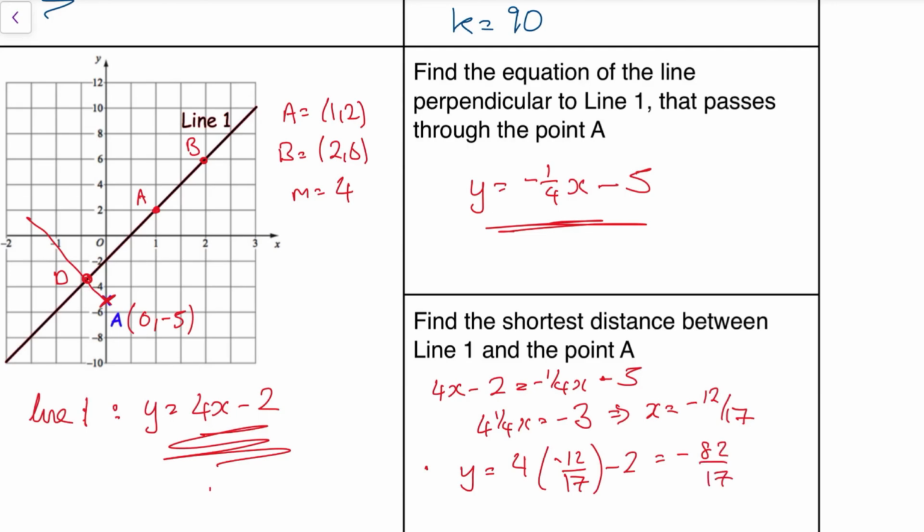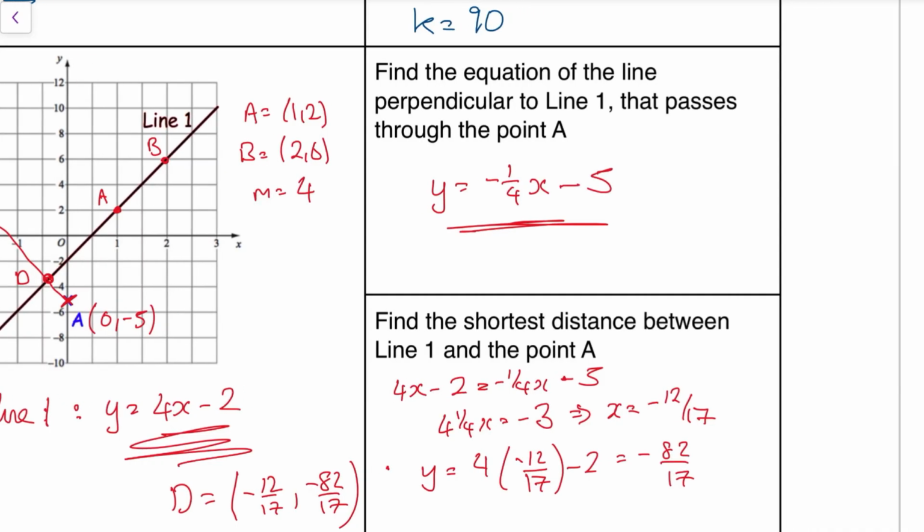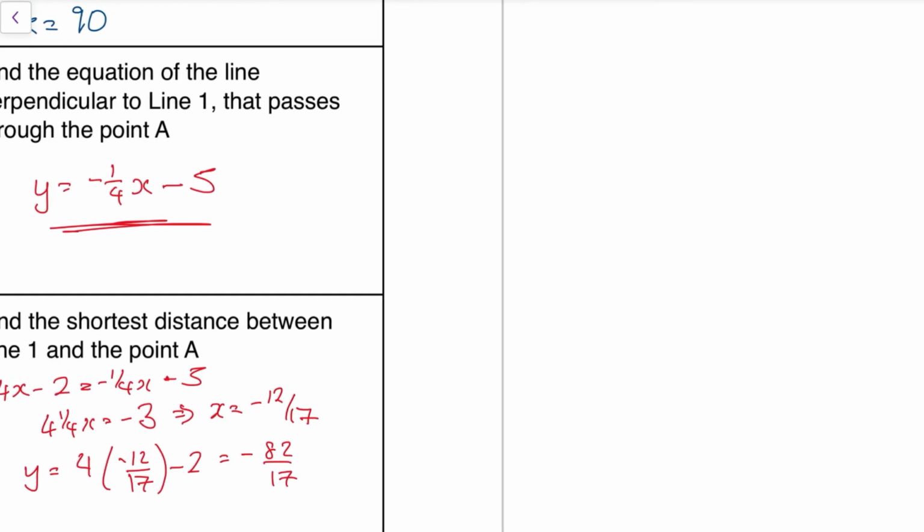Which means that D, I'm going to write it here so it's nice and clear, is minus 12 over 17 and minus 82 over 17. God, it's still not finished. Then I need to work out the distance from A to D. Now, I'm going to go over here because I just want to make this really clear, because this is actually a really difficult but good question.